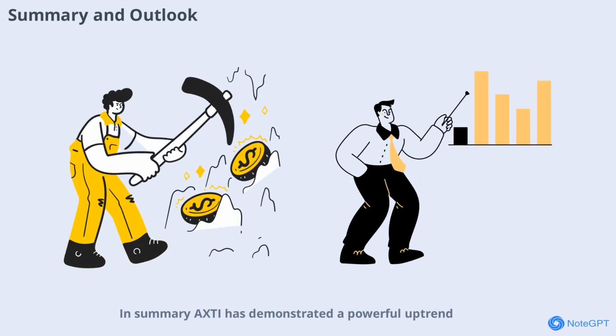Summary: AXTI has demonstrated a powerful uptrend, supported by strong technical indicators and high trading volume. However, with the stock trading near its 52-week high and several momentum indicators flashing overbought signals, caution is warranted. Traders should monitor key support and resistance levels, stay alert for signs of trend reversal, and always manage risk appropriately.